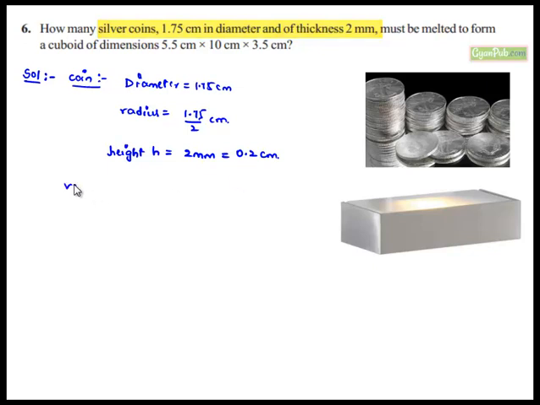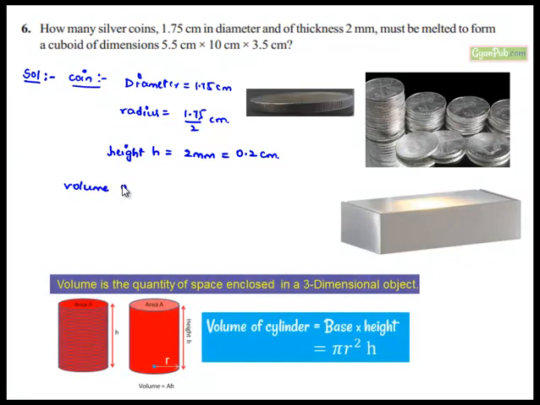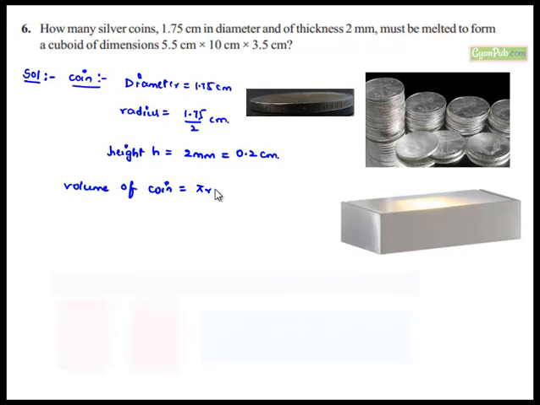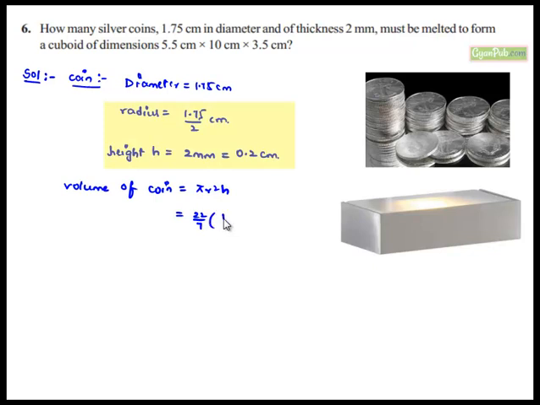So here let us find the volume of the coin, that is pi r square h, which is 22 by 7 into 1.75 by 2 whole square into 0.2. That can be simplified as 4.4 into 1.75 whole square by 7 into 2 square, which is 4. This is centimeter cube. Let it be as it is.